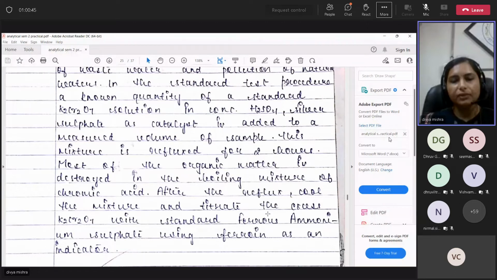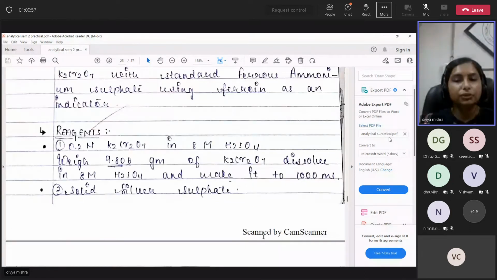Then afterwards, we will titrate this whole mixture after cooling with standard ferrous ammonium sulfate, and at that time we will use ferroin as an indicator. Here we have prepared 0.2 normal potassium dichromate in 8 molar H2SO4 solution. For that, we need to weigh this much gram of potassium dichromate, then carefully dissolve it in 8 molar H2SO4 solution, then slowly make it up to 1000 ml or 1 liter.